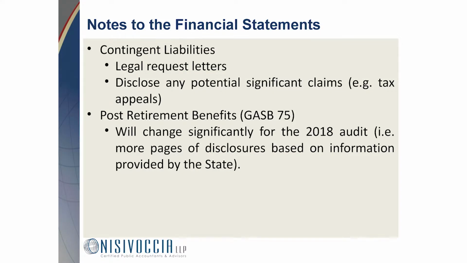Contingent liabilities, and this is part of the reason why we usually ask you to send out a legal request letter. We need to get from your attorney a list of any pending litigation that can potentially have a significant liability that you have to account for on your balance sheet, and which includes tax appeals, which, as some of you might know, can be a huge number.